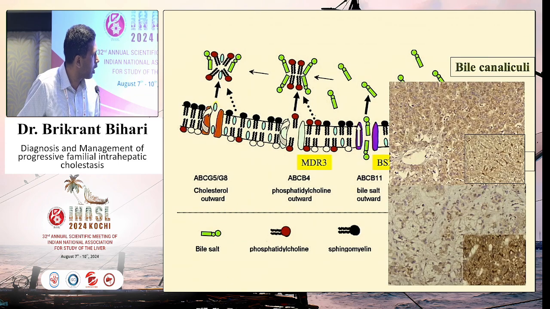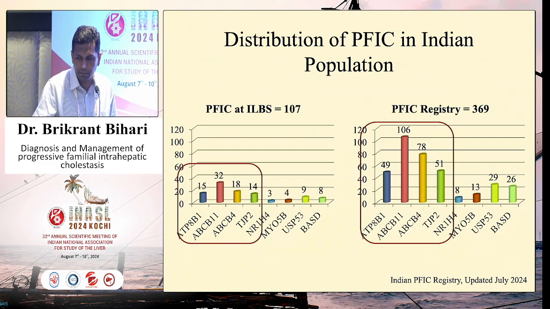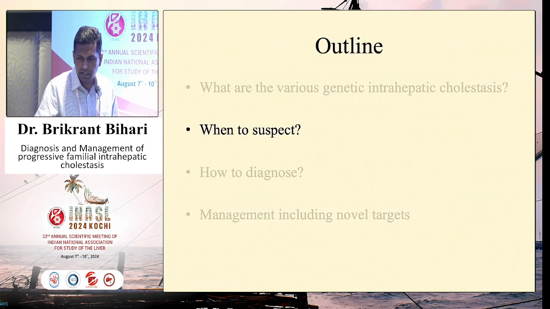This inset shows how the canalicular protein should be located at the canalicular membrane, and the larger part is the pathology where BSEP or MDR3 are absent. The three which I showed, along with TJP2, are the four most common types of PFIC, if you want to call them that, whether we see our data at ILBS or the data from the Indian PFIC registry. It's the same.